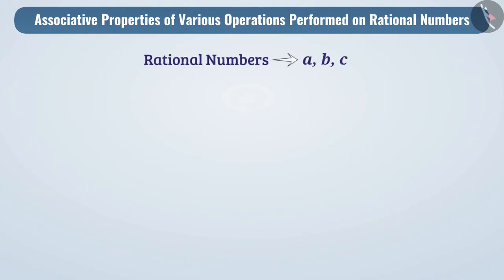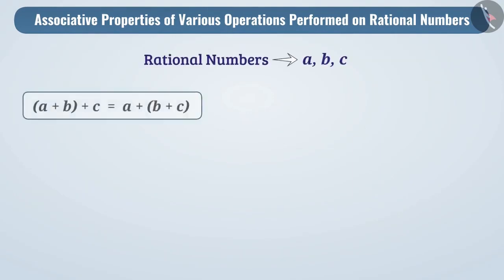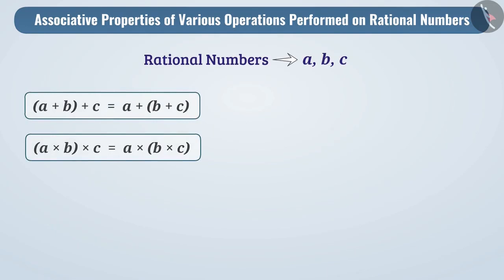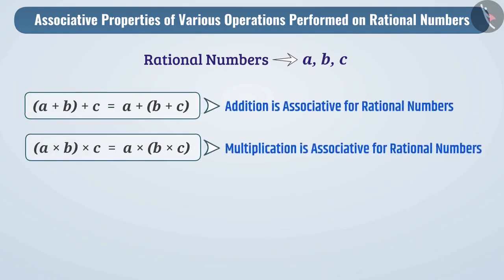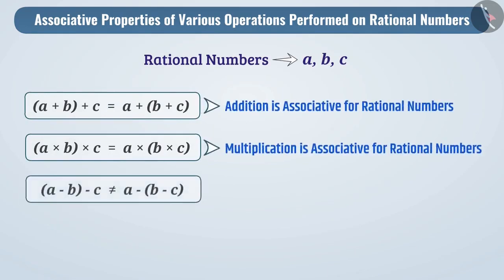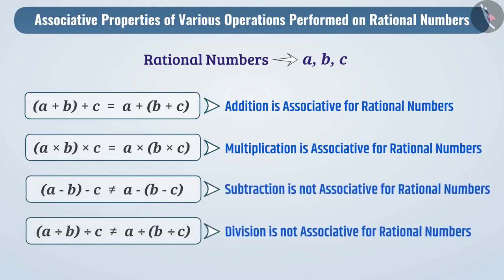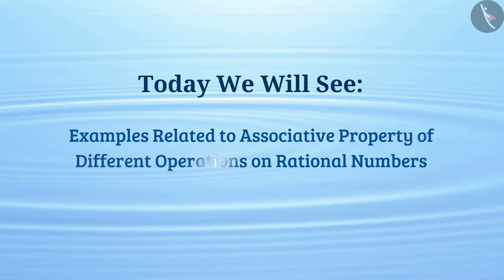Now, you must have understood that addition and multiplication for rational numbers are associative, but subtraction and division are not associative. Today we saw different operations on rational numbers.